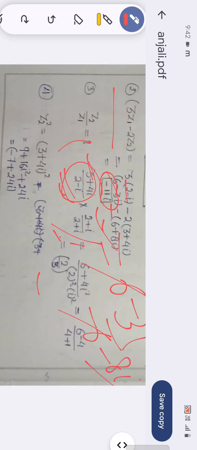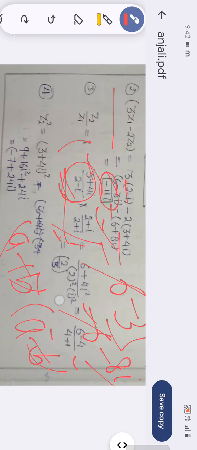When we multiply 3 plus 4i and 2 plus i, this will be 6 plus 4i squared, and in the denominator, with a plus b and a minus b, we can use this identity. This will be 2 squared minus i squared. 6 plus 4i squared, where i squared is minus 1, gives 6 minus 4, and in the denominator minus minus is plus, 4 plus 1, and this will be 2 plus 2i upon 5. Is it clear?